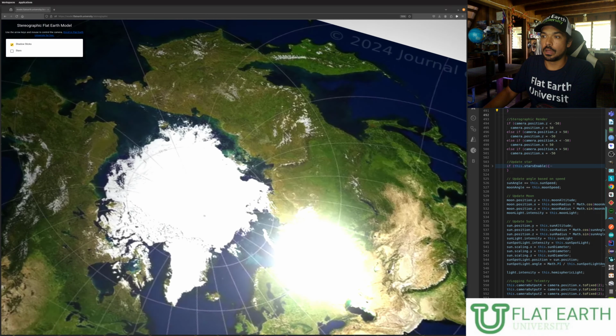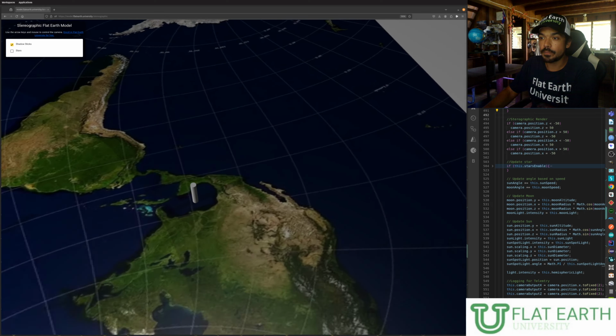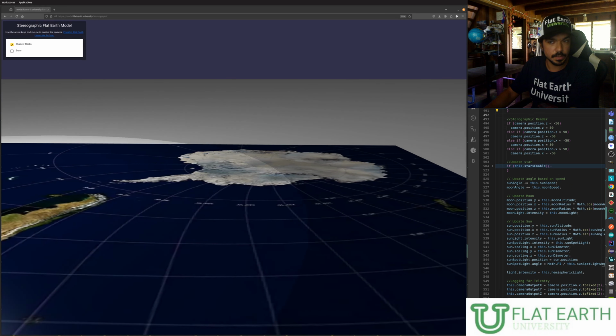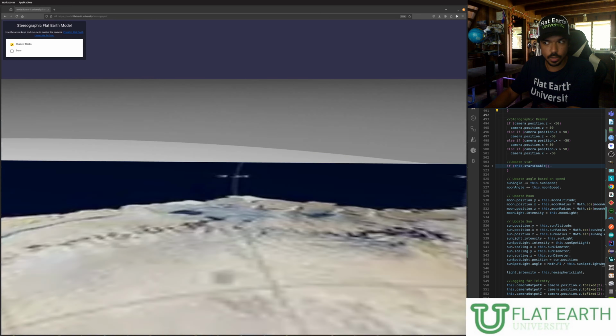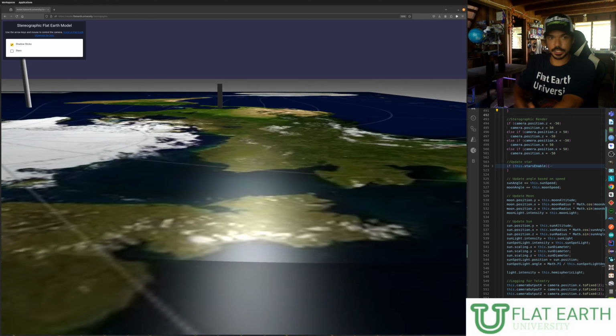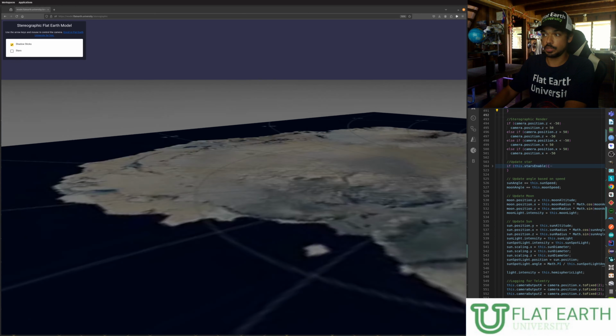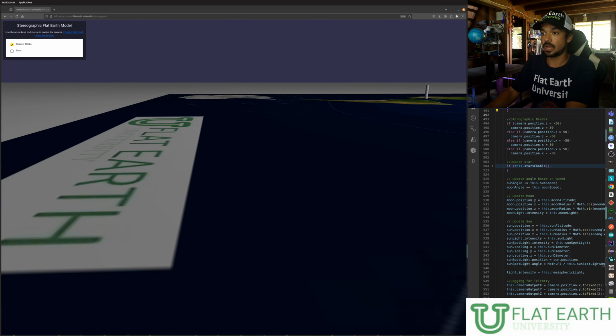What I really, really like about this model is that circumnavigation becomes possible. You can go to the South Pole. I just circumnavigated it again, and you can go any direction. So let's circumnavigate the South Pole this way.